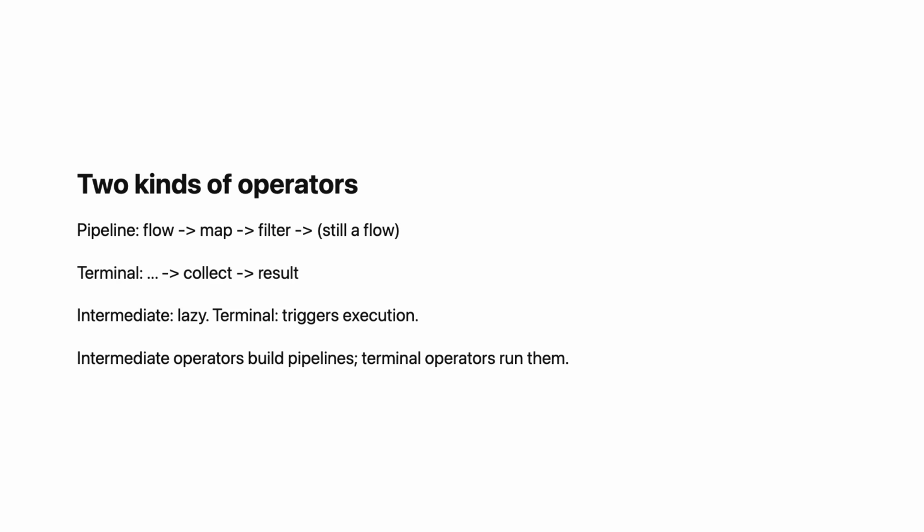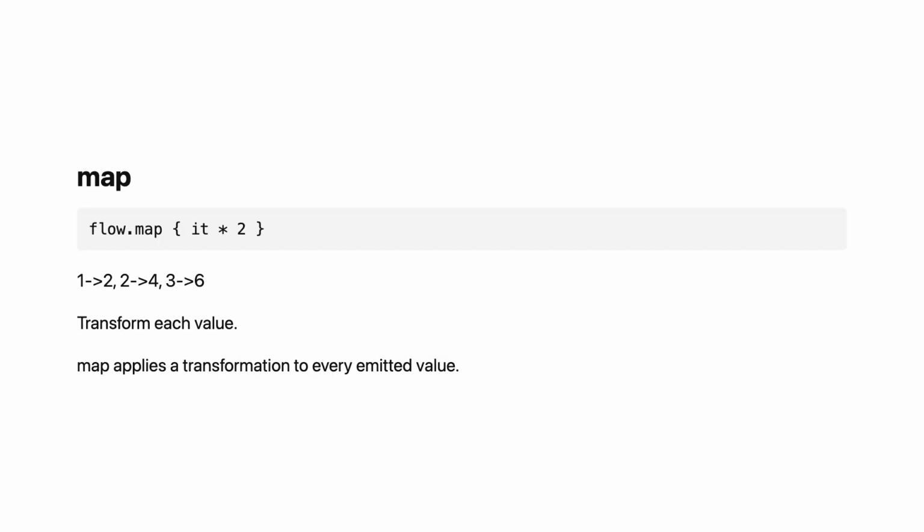Map transforms each emitted value. flow.map { it * 2 }. Each value passes through the transformation. Map takes a lambda that receives the emitted value and returns a transformed value. The result is a new flow. The original flow is unchanged. Operators create new flows, they do not modify existing ones. Use map when you need to convert each value. String to int, user to user DTO. Raw data to display format.